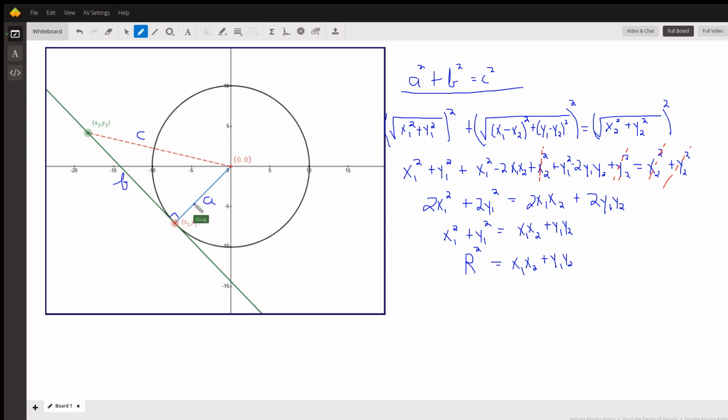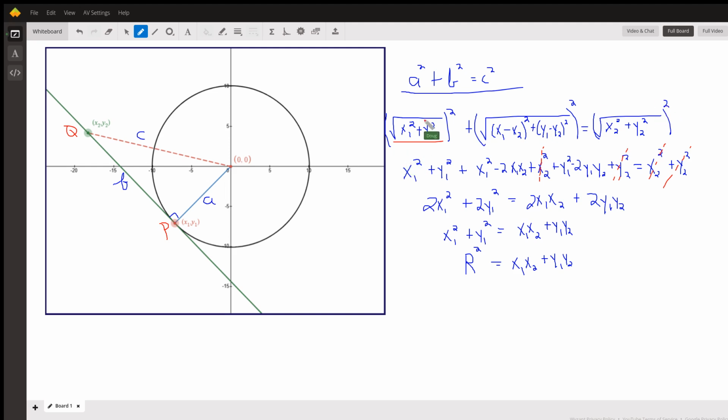A squared is the distance from the origin to (x1, y1). That's this distance right here, but I've got to square that. And the distance from, I'll call this point P and this point Q, the distance from P to Q is the square root of the change in x squared plus the change in y squared. And that's equal to the distance from the origin to point Q, which is the square root of x2 squared plus y2 squared, but we're squaring that.